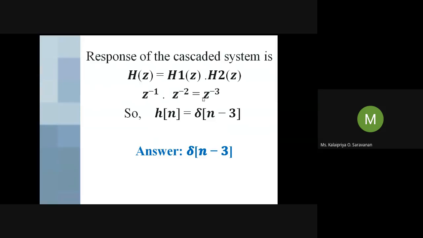What they are asking you in the question is to find out the response of the cascaded system. What is H(z)? Transfer function. Response is h(n). So H(z) is equal to z power minus 3. They are asking you to calculate h(n), so apply inverse Z transform for this. This will become delta(n minus 3). Same point, delta(n minus k) corresponds to z power minus k. So inverse we are taking, which is delta(n minus 3). So the answer is delta(n minus 3).